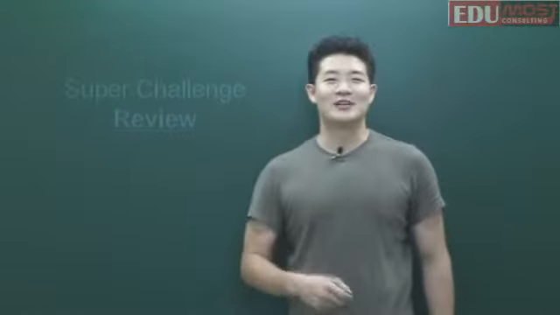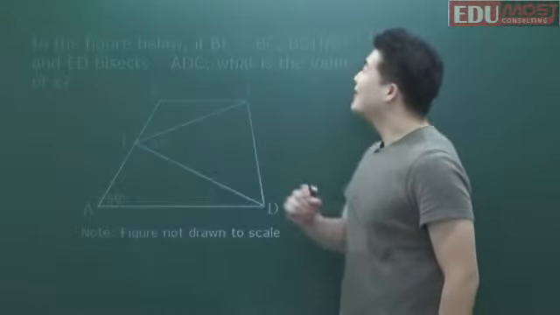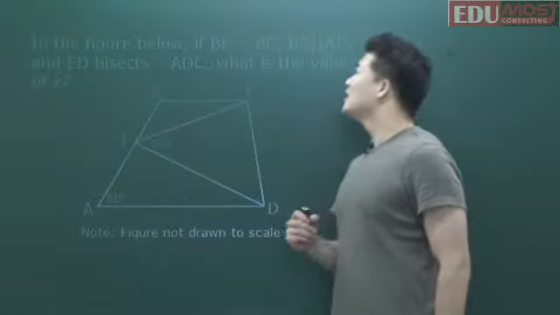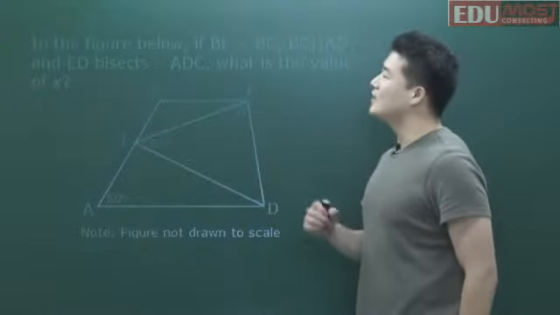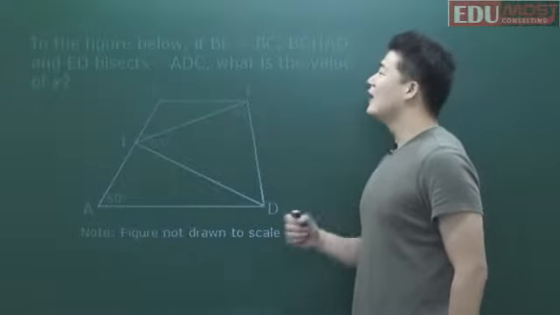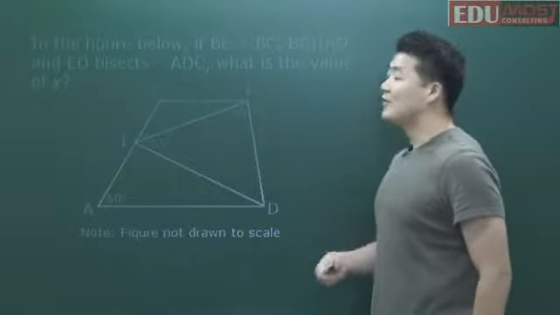Now, for the super challenge review, we're back to these, right? Now, in the figure below, if BE is equal to BC, and BC is parallel to AD, and ED bisects angle ADC, what is the value of X?